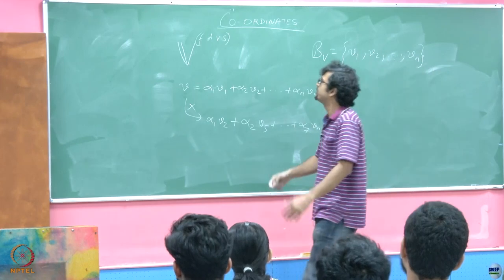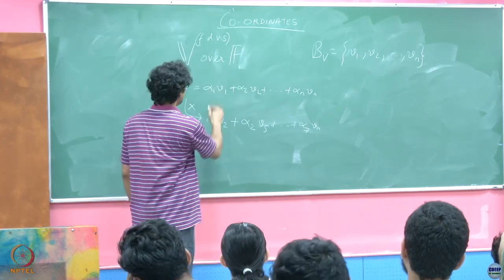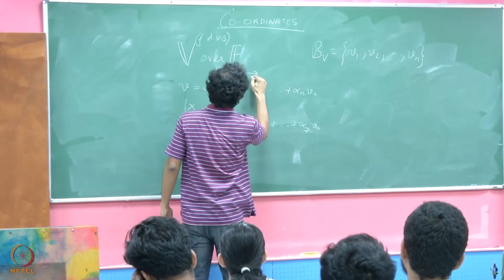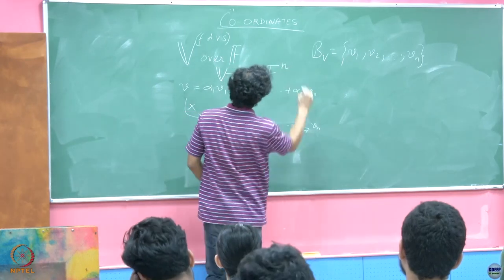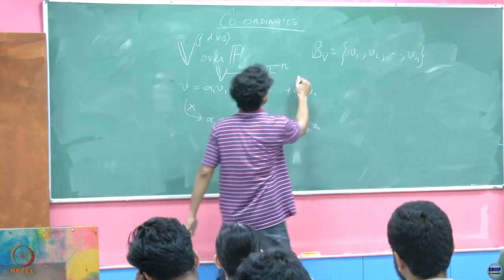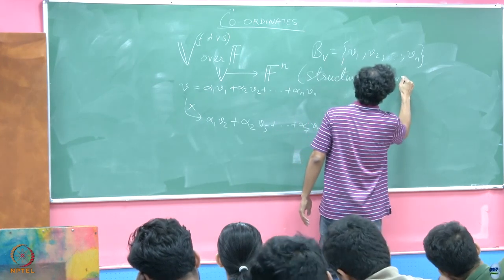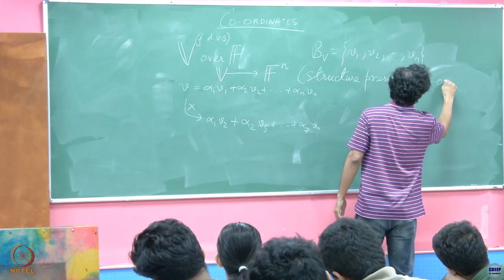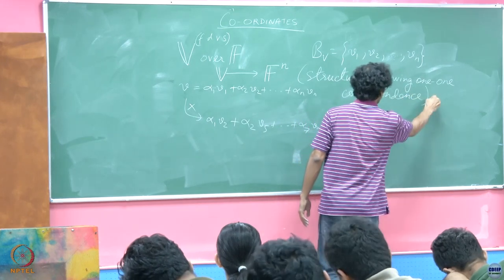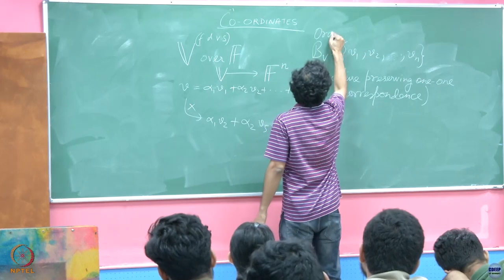So what is a coordinate? More formally speaking, given a vector space over a field, we want to have a mapping of these elements in the vector space V to n-tuples over the field, where n is the dimension of the vector space. Okay, so this is a so-called structure preserving one-to-one correspondence. Okay, that is how we assign coordinates. So what do you need for that? You need not just a basis, but an ordered basis.